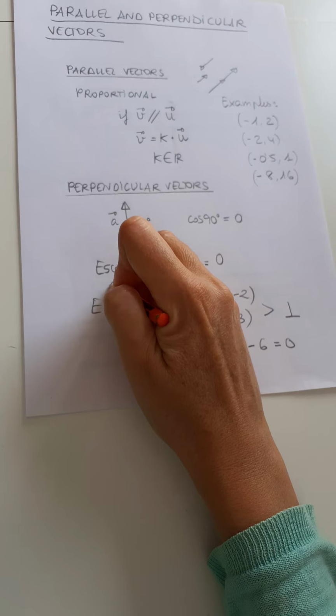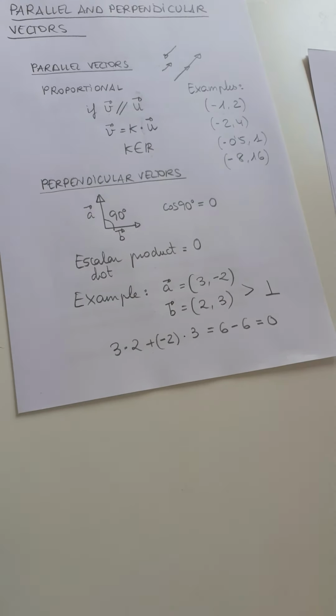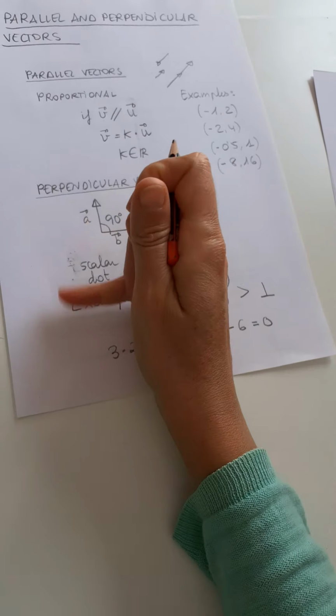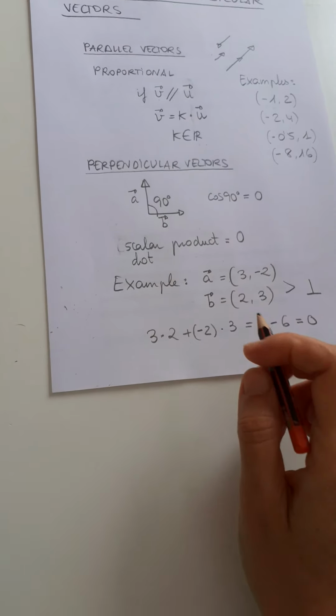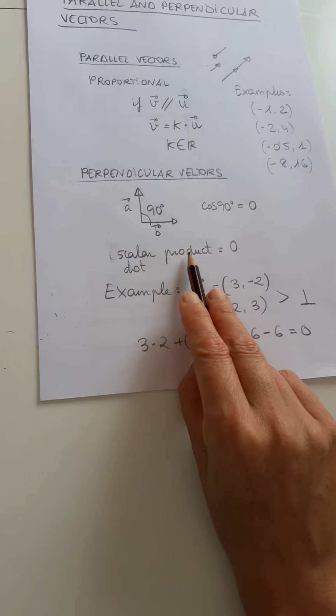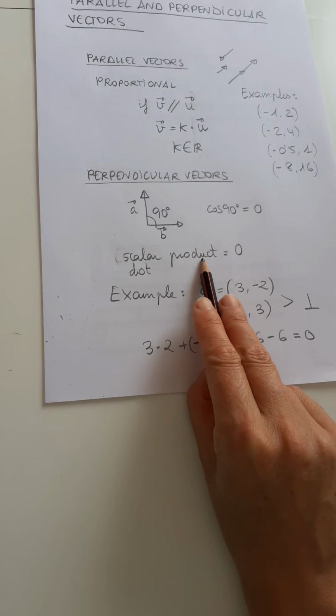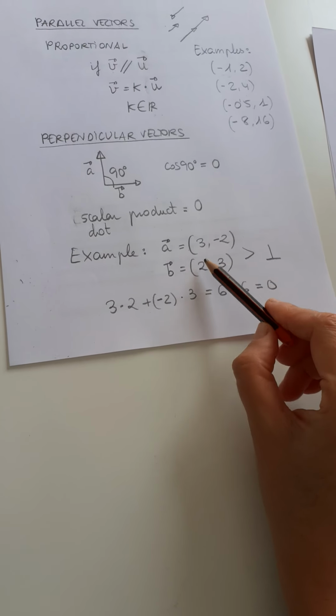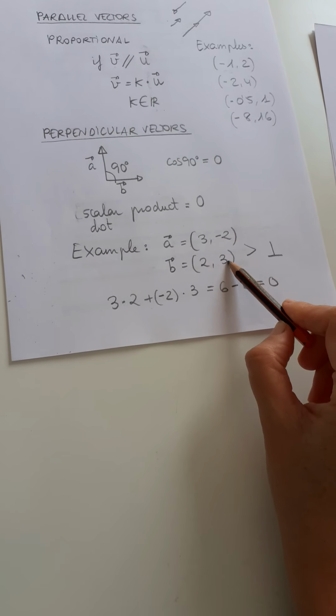A scalar product or dot product, it is without the s, sorry. So their scalar product or dot product must be 0. And you know that to calculate the scalar product, you have to multiply the x coordinates and then add the product of the y coordinates.